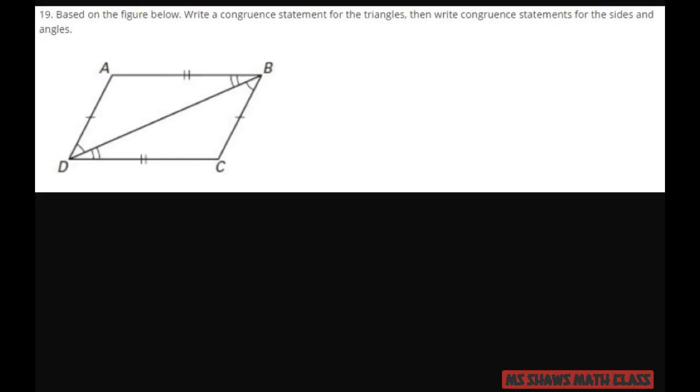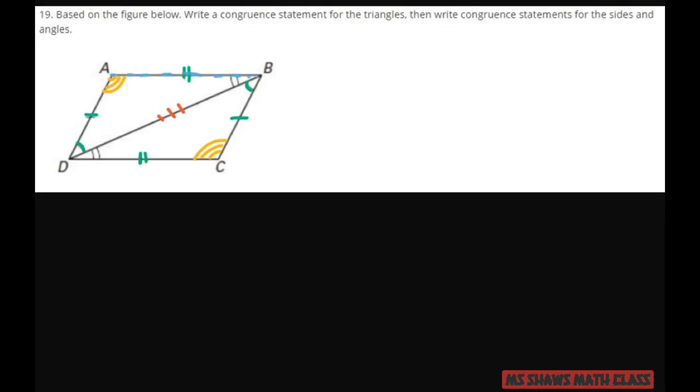Our triangles are congruent, and we know these angles are congruent. These sides are congruent. We know that this side is congruent to itself. And we also know these angles are going to be congruent by our third angle congruence.